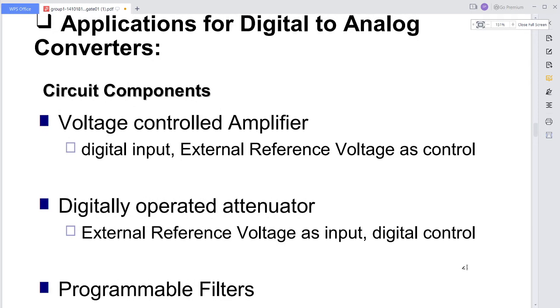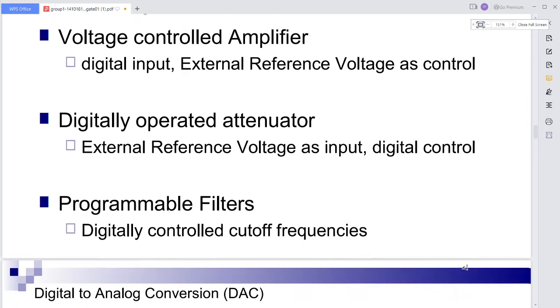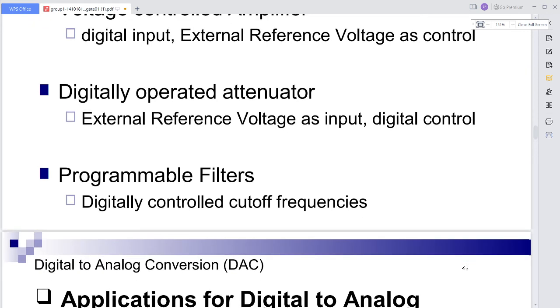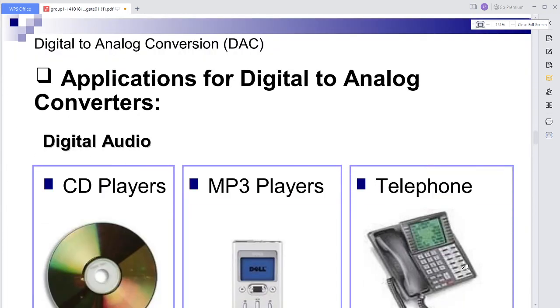Voltage controlled amplifier, digitally operated attenuators, programmable filters, all these you have studied in electronic devices, basic electronics or analog electronics. They accept the digital data and generate the analog form of output, because the real world completely deals with the analog one only. If you take any physical quantity in the real world, such as voltage, current, pressure, temperature, everything will vary with respect to the time.